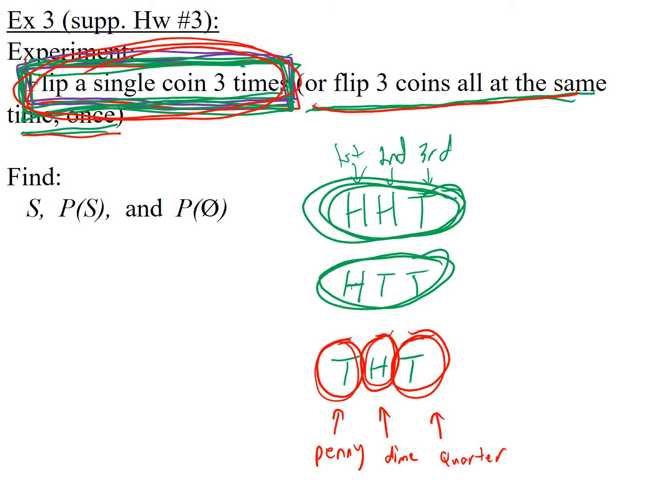Okay, so when you flip 3 coins all at once and you tell me the outcome, you're always going to tell me in this order. Penny first, then tell me what happened to the dime, and then what happened to the quarter.